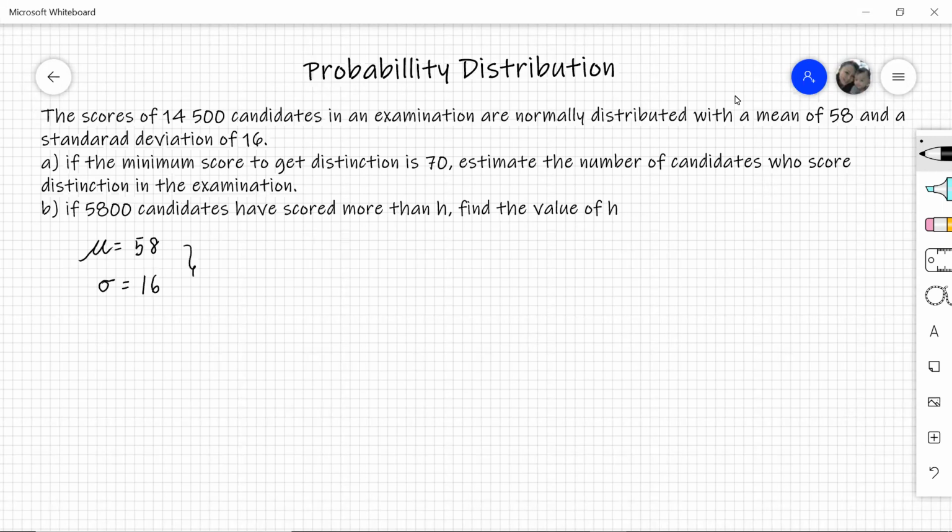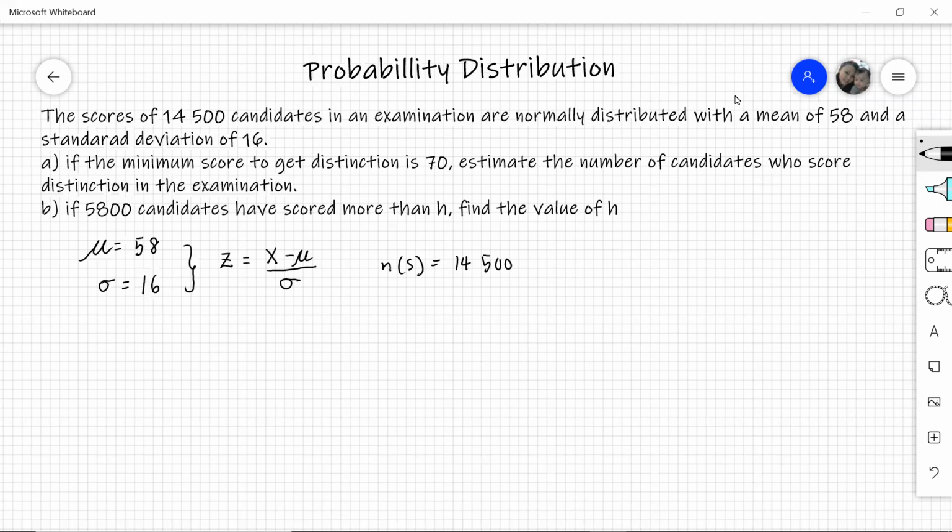We need this too, so that we can change whatever score given to us into the z-score. The z-score basically is the score given minus the mean score, divided by the standard deviation. So we have to use this formula. Now, over here, we have the total sample. The total sample n(S) equals 14,500.